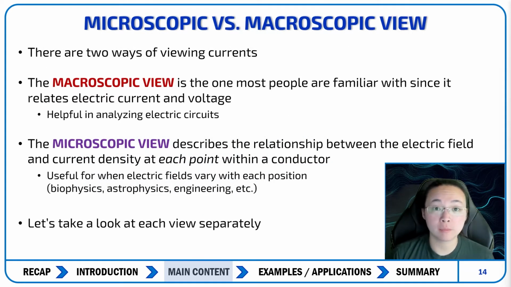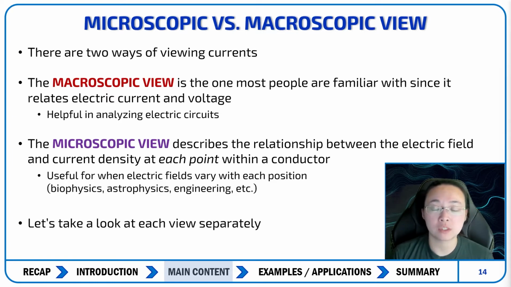Now, I talked about the microscopic and macroscopic view before. We're now going to take a look at that. The macroscopic view is the one that most people are familiar with. It's the one that relates electric current and voltage. So that's really helpful to us when we're analyzing electric circuits. If you're an engineer or somebody who's just dealing with the applications of electronic devices, you will most likely be dealing with the macroscopic view of circuits and currents.